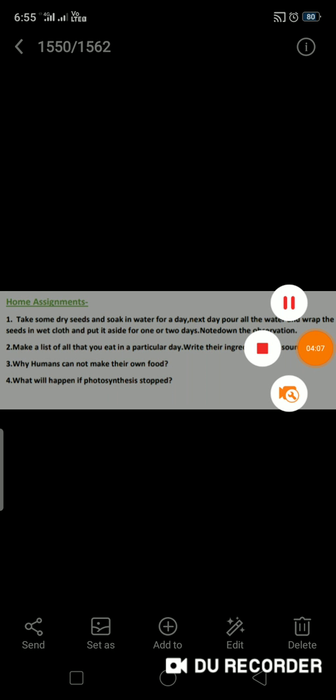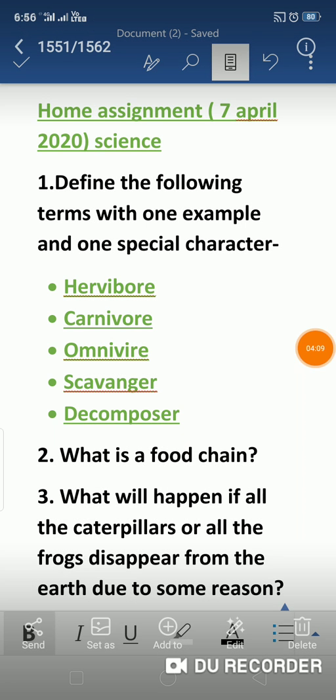So in the atmosphere, what will happen? The concentration of carbon dioxide will increase. And ultimately, when the carbon dioxide concentration increases, it results in global warming. And you all know what's the result of global warming. Okay, and we do not have any food because it will not prepare the food and all. So these are all the answers that we have discussed, and this is the answer of home assignment 1.